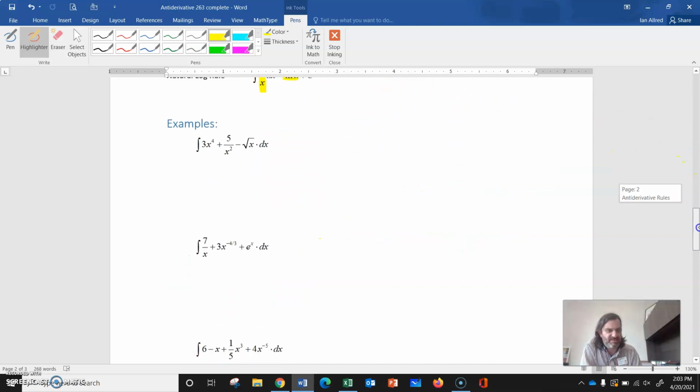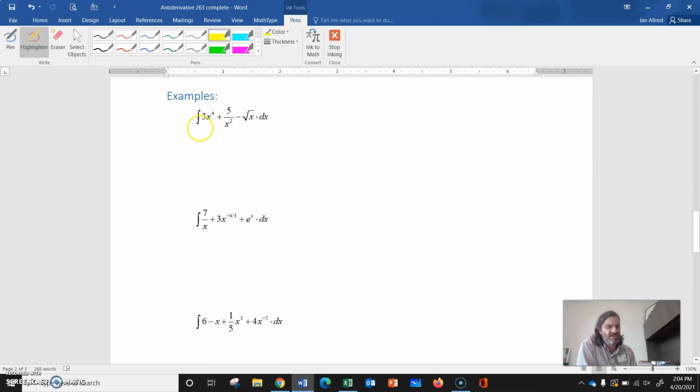Okay, let's do a couple of examples so you can get used to it. We're going to take the antiderivative of 3x to the 4th plus 5 over x squared minus the square root of x, in terms of dx. Just like when we took derivatives, let's rewrite things that have powers in the bottom. 3x to the 4th is okay, but this 5 over x squared, let's bring that x squared up as x to the negative 2. And then minus the square root of x, let's write that as minus x to the 1/2. So just like you were going to take a derivative of this, rewrite it so that you see exponents.